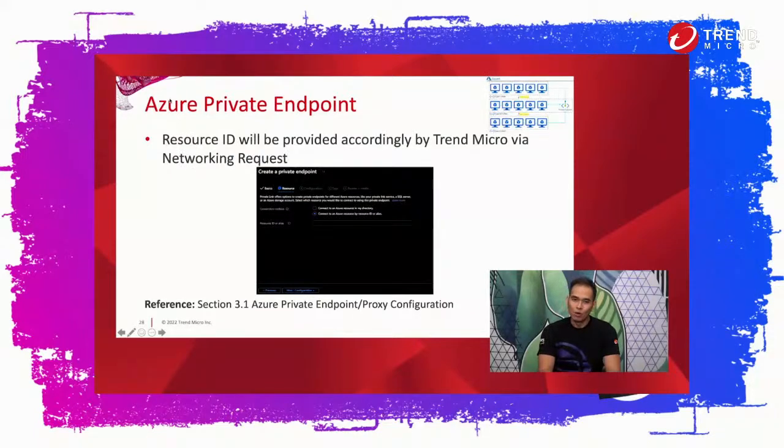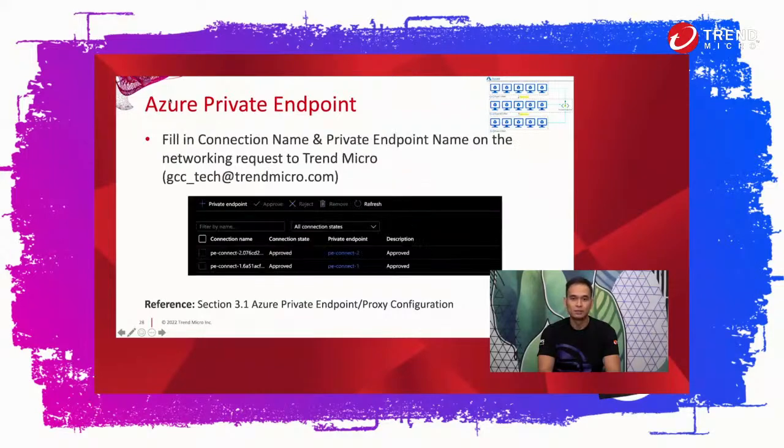A network request still needs to be done. Once you accept the private offer and create the Cloud One ID, your account managers will also send you a network request form, in which you will find the service name for the network request. These are the details you need to fill in for the connection name and the private endpoint name. Once you fill up the network request form using this info, please send it to Trend Micro at gcc_tech@trendmicro.com.